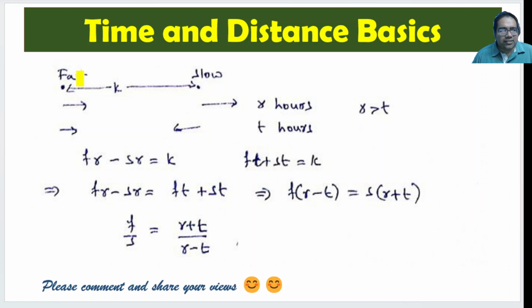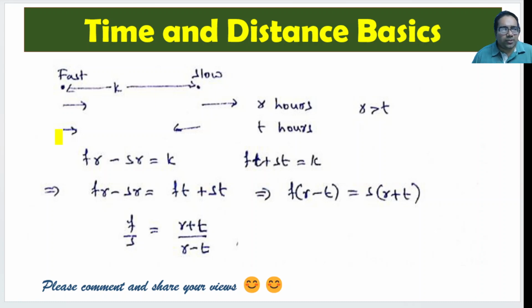Basically, the fast guy has to travel k miles more than the slow guy. So what is the distance traveled by the fast guy? Assume the fast guy's speed is f, so the distance is f into r, speed into time, minus the slow guy's speed s into the slow guy's time, which in both cases is r, equals k. So f into r minus s into r is equal to k, if they are moving in the same direction.